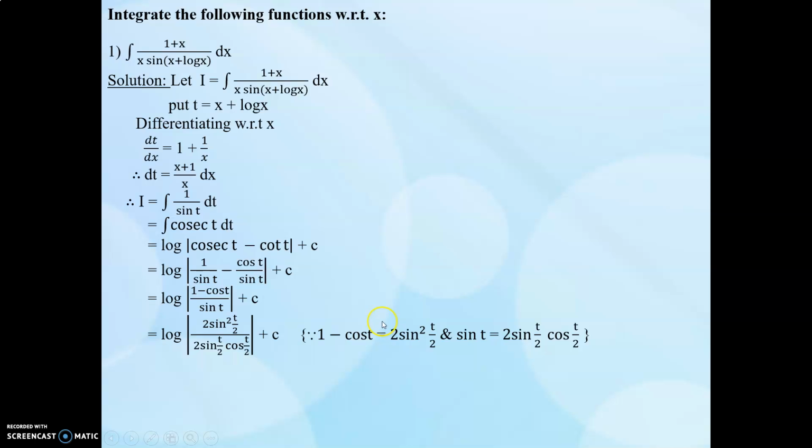We all know that 1 minus cos t is equal to 2 sine square t upon 2 and sine t is equal to 2 sine t upon 2 into cos t upon 2. After substituting and cancelling 2 in the numerator and denominator and 1 of the sine t upon 2, and here again you can cancel. So you will get log mod sine t upon 2 upon cos t upon 2, that is tan t upon 2 plus c. So integral of 1 plus x upon x into sine of x plus log x dx is equal to log mod tan of x plus log x upon 2 plus c is the answer for this question.